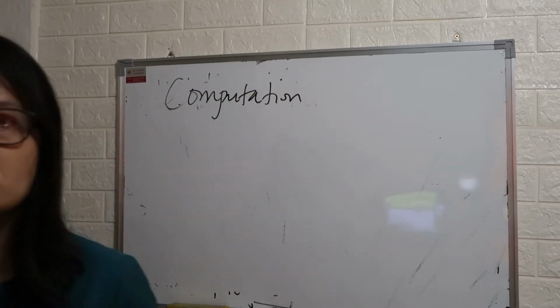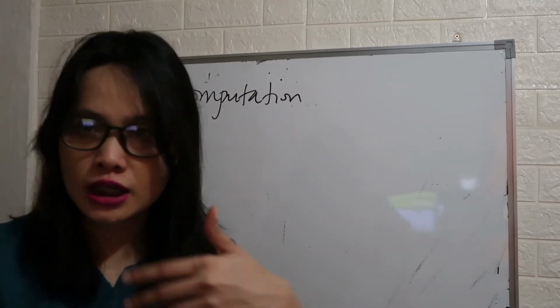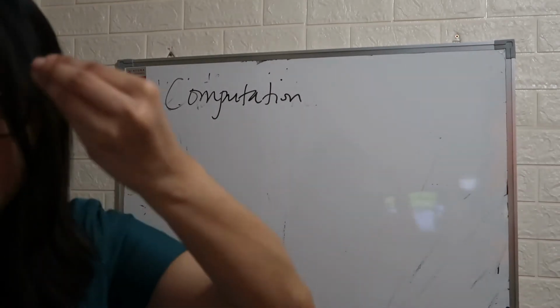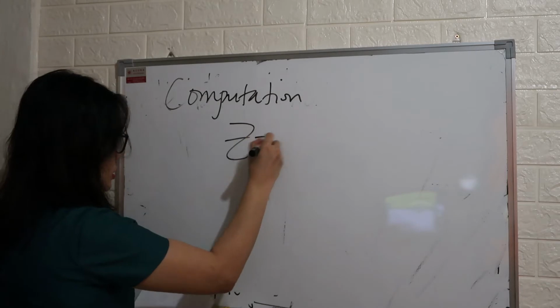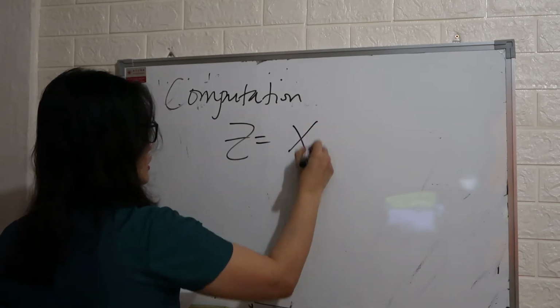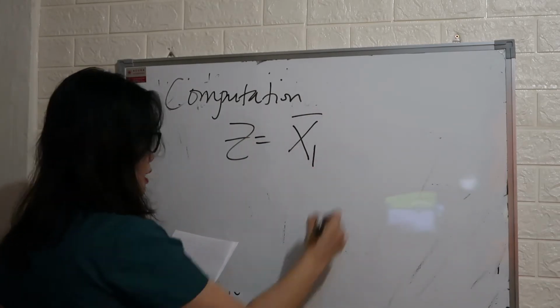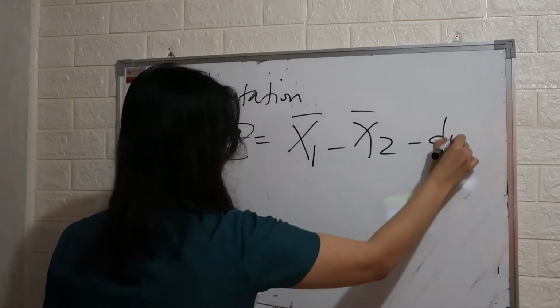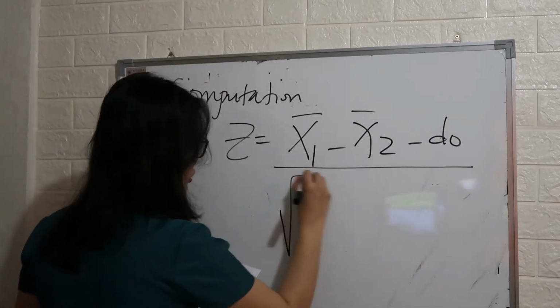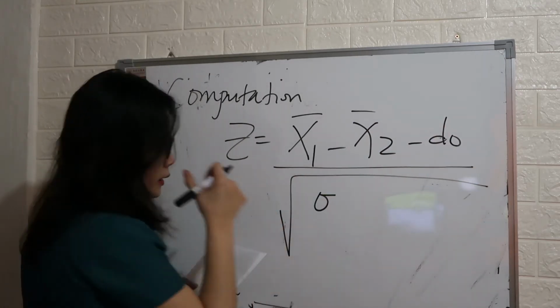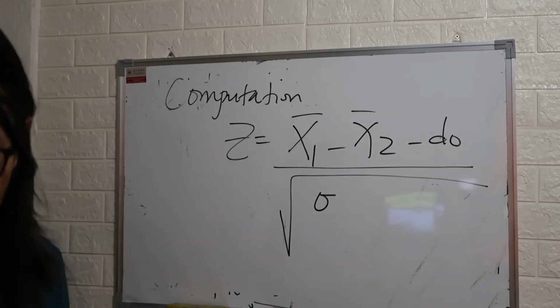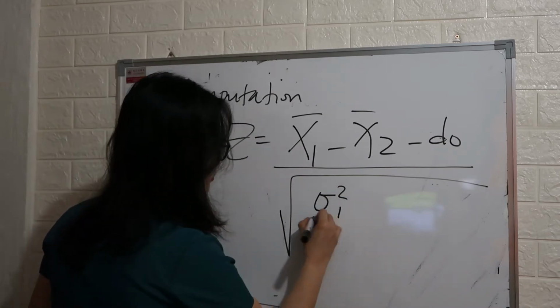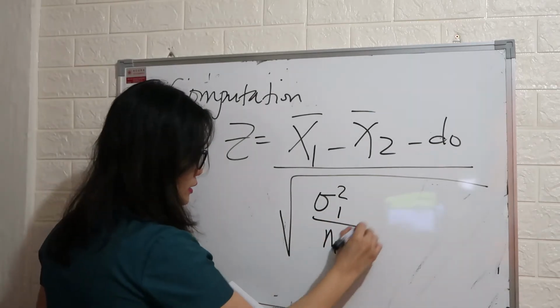So we need to compute. Since the sample size is greater than 100, we will be using the z value. The z value is equal to the first sample mean minus the second sample mean minus d sub o, over the square root of the variances of the population over the sample size.